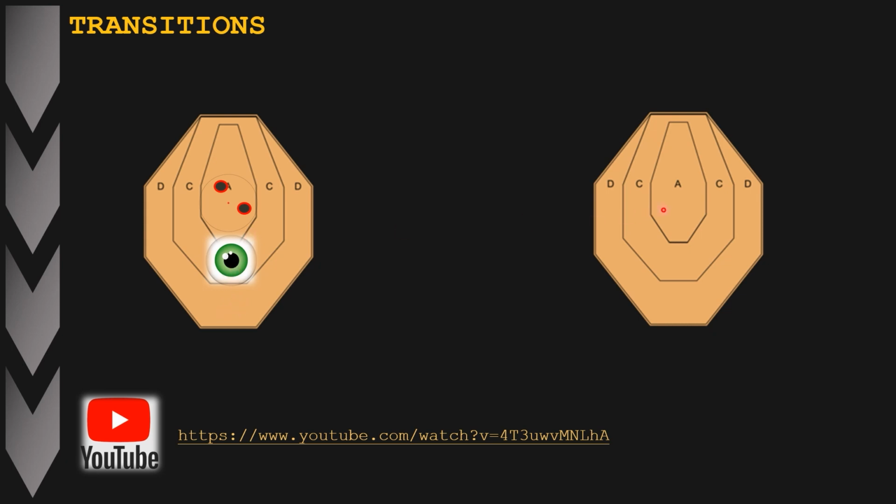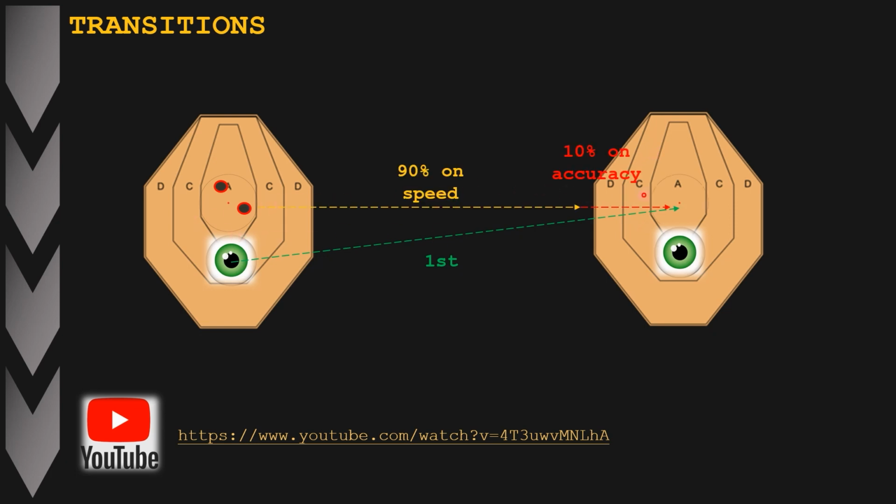The first thing that needs to transition to the next target are our eyes, so we can acquire our real target area, have our gun follow, and the red dot centered in the acceptable sight picture. Now, that transition of your gun is broken up in 2 parts.